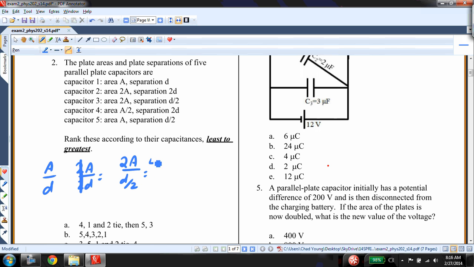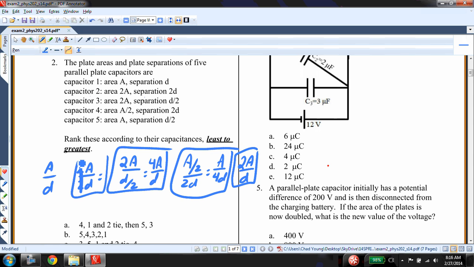Capacitor 3 is 2A over D over 2. That's going to be the equivalent of 4A over D, because that 1/2 in the denominator comes up and flips into the numerator. Capacitor 4 is A over 2 over 2D, and that's going to be like A over 4D. And then the last one is A over D over 2, which is going to be the same as 2A over D.